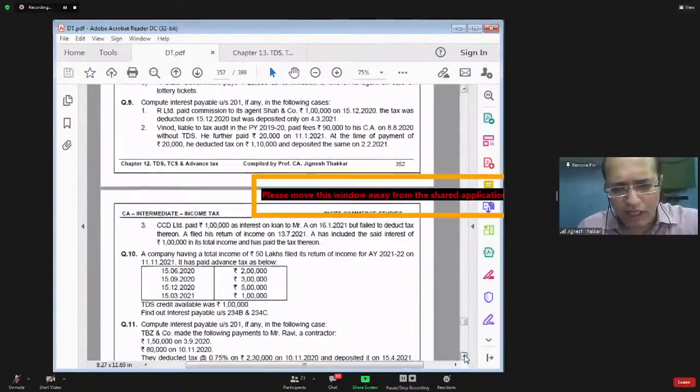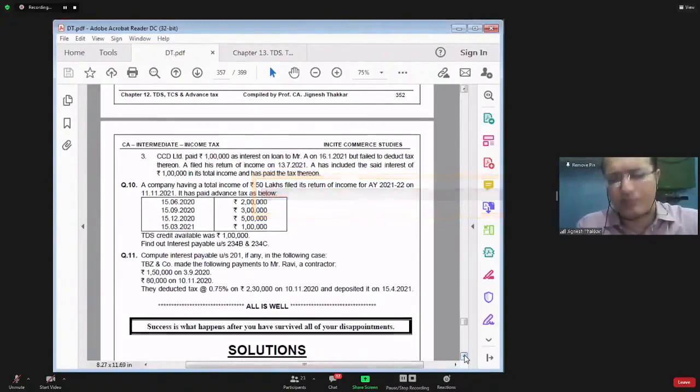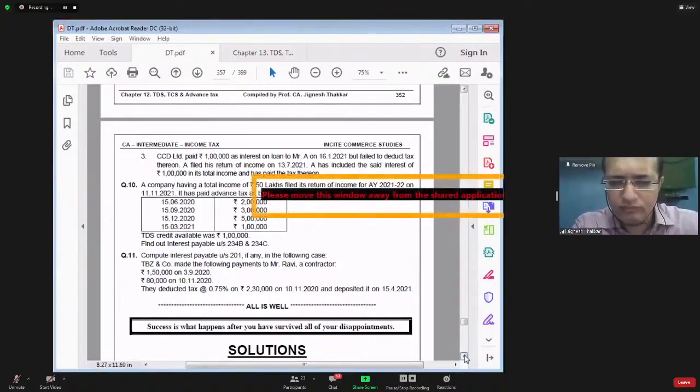Now, for late payment, there is a late payment in case of the first payment also, and there is a late payment in case of the second payment also. In case of late payment, you have to pay interest at the rate of 1.5% per month or part of the month. From which date to which date? From the date on which TDS is deducted to the date on which TDS is actually paid.